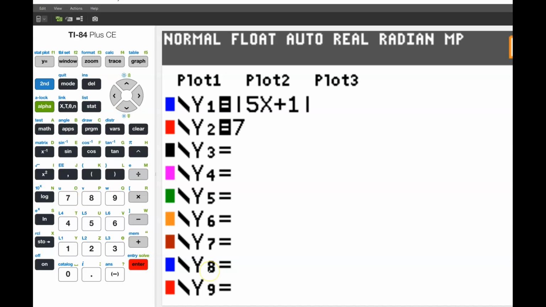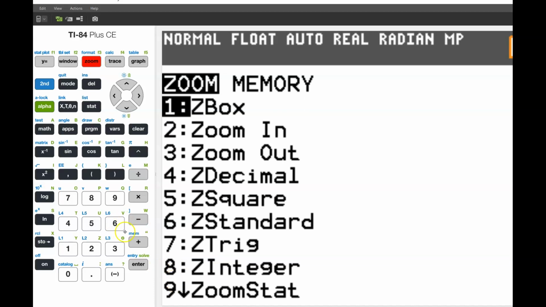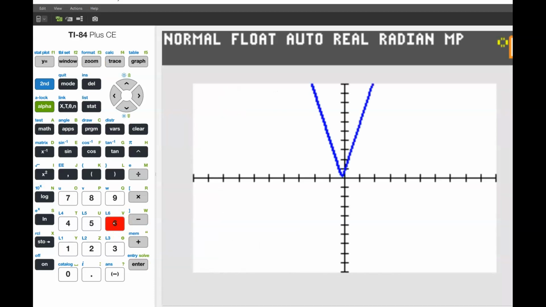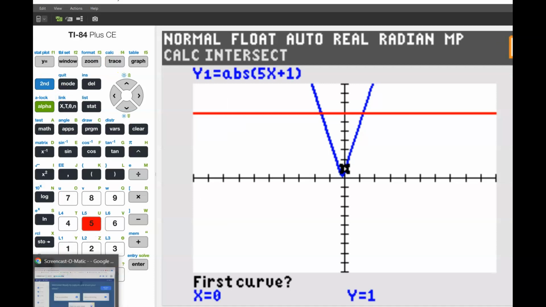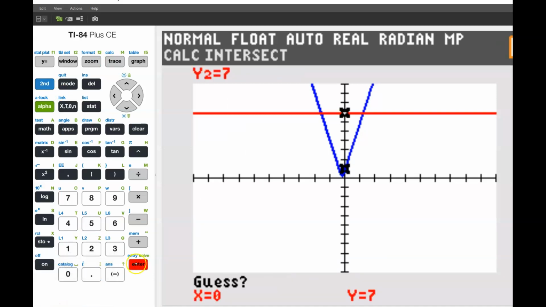Now, if your calculator like mine is on a different window from the work that we've been doing, you can always hit Zoom 6, which is Zoom Standard. We'll take a look at the picture there. So when is absolute value of 5x plus 1 less than or equal to 7? Well, you can see it's going to be here from whatever this intersection point is until this intersection point. The absolute value is below 7. So let's figure out what those points are. We're going to go second, trace, number 5, first curve, enter, second curve, enter, guess. I'm going to find this one on the left side first.